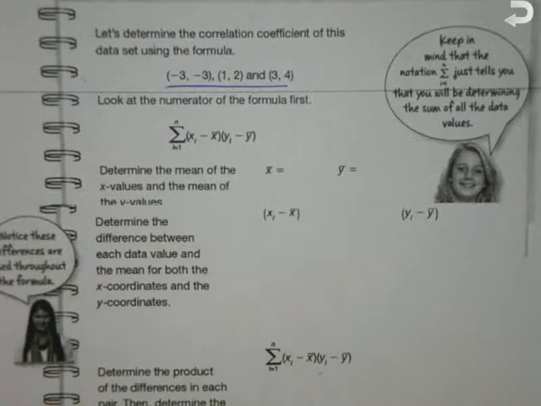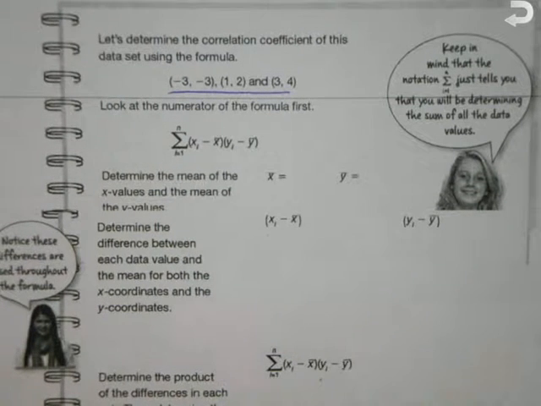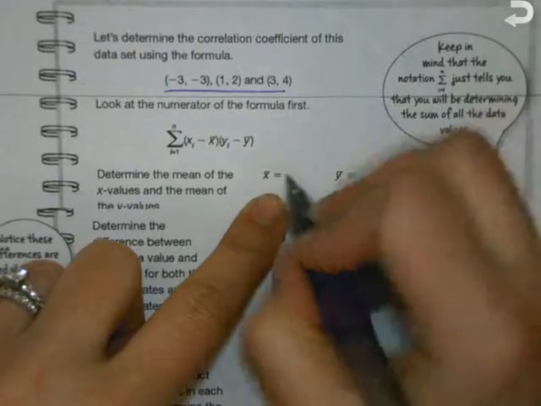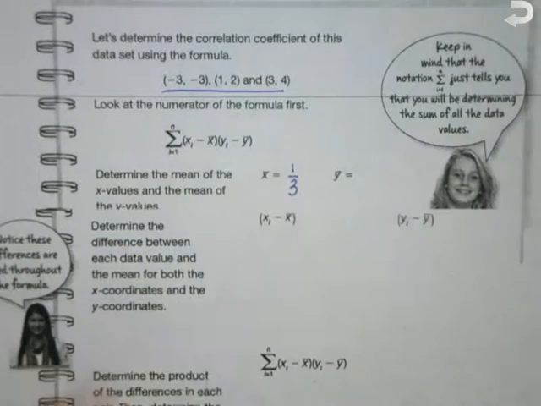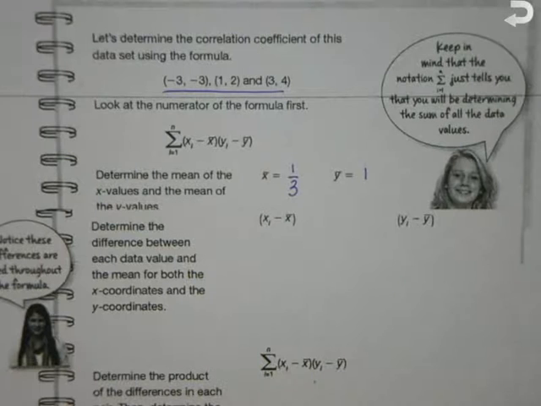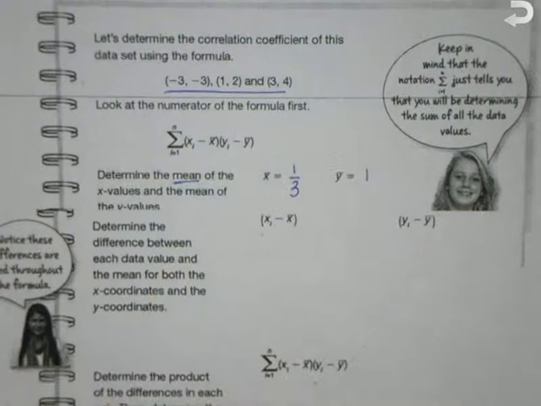So the first thing that we need to do is determine the mean of the x values and the mean of the y values. Now, we already did all of this work. X bar came out to 1/3, and y bar came out to 1. I want you guys to write those in, even though we already did some of the work. So this was the mean of the x values and the mean of the y's.